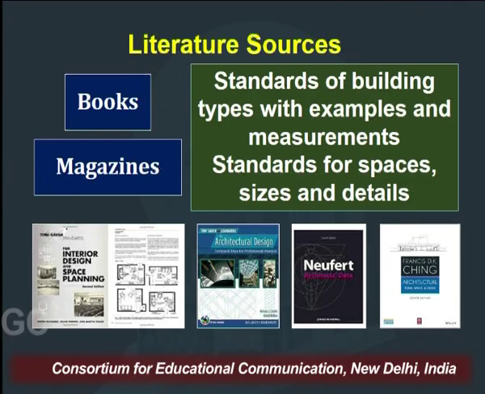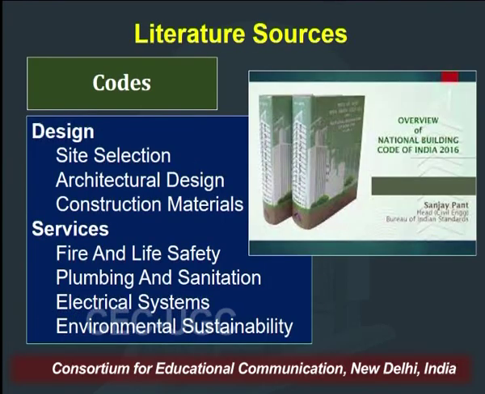Another important source for literature are the building codes. National Building Code 2016 is a very relevant source from which you can get all the information and the standards and practices of design: site selection, architectural design practices, construction, materials, services such as fire and life safety services, plumbing and sanitation requirement details, electrical systems and environmental sustainability. So, this book gives the national guidelines of the requirement of the various codes, standards and practices.